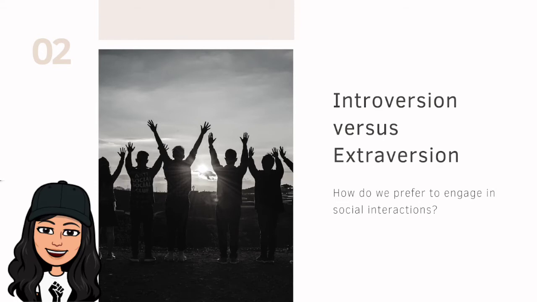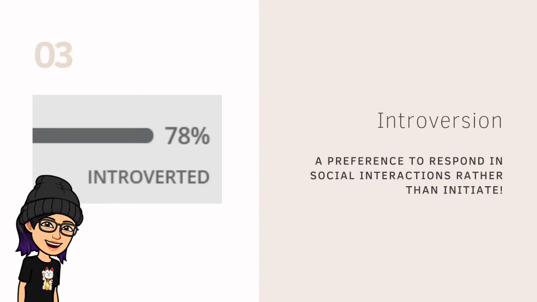The first letter is I or E, representing introversion or extroversion. However, MBTI has a slightly different definition of what introversion and extroversion are than the definition you may already know. In MBTI, introversion and extroversion refer to a person's preference when in a conversation. Introversion, according to Myers-Briggs, is defined as a person that prefers to respond in social situations.